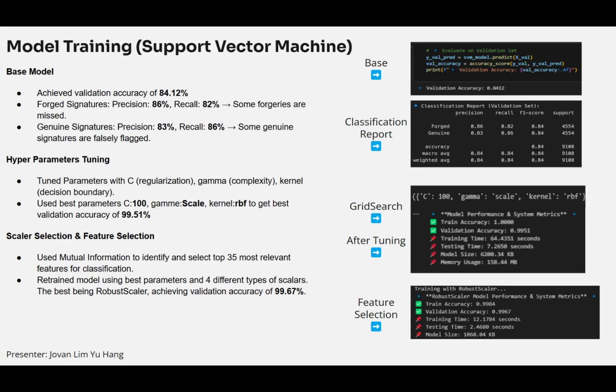So for our hyperparameter tuning, we tuned our parameters with C, gamma, and kernel. And we use the best parameters of C equals 100, gamma scale, kernel RBF to get a best validation accuracy of 99.51%. So for our scaler selection and feature selection, we use mutual information to identify and select the top 35 most relevant features for classification. And then we retrain our model using the best parameters and 4 different types of scalers, the best being robust scaler, achieving validation accuracy of 99.67%.